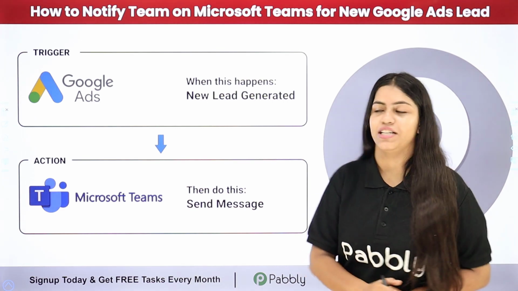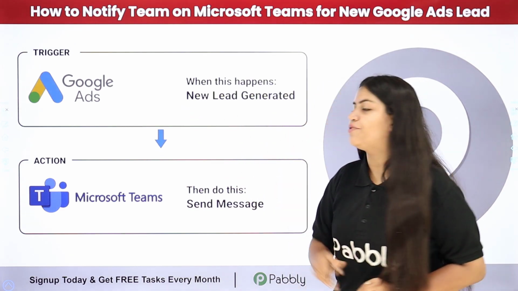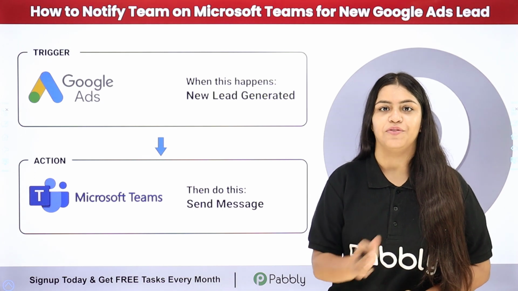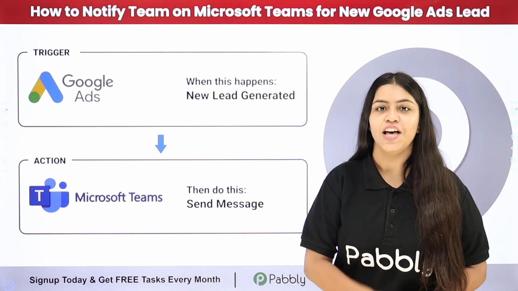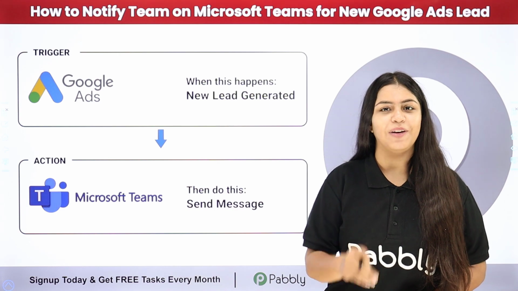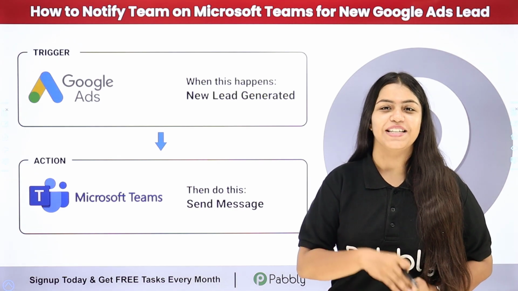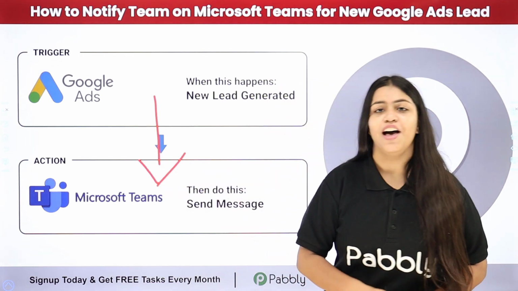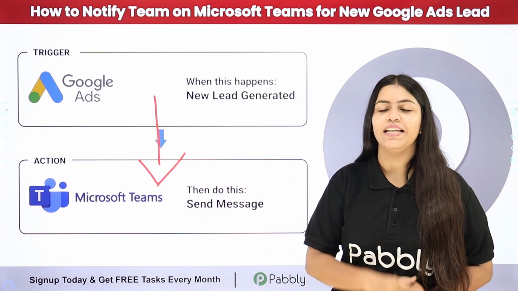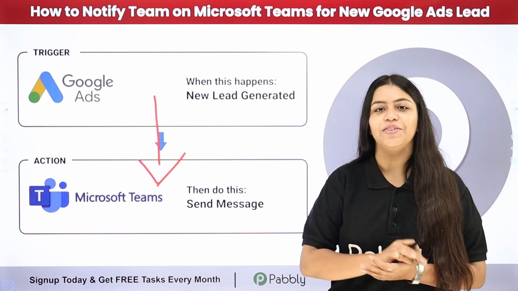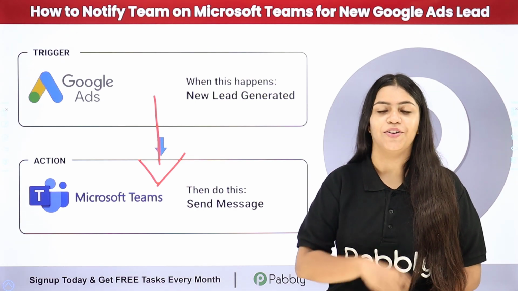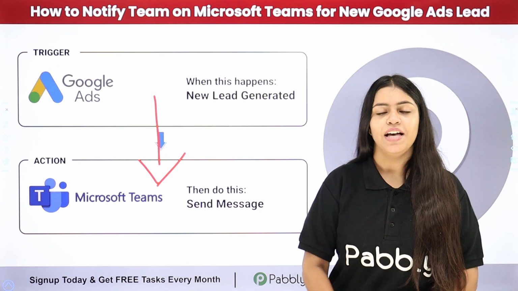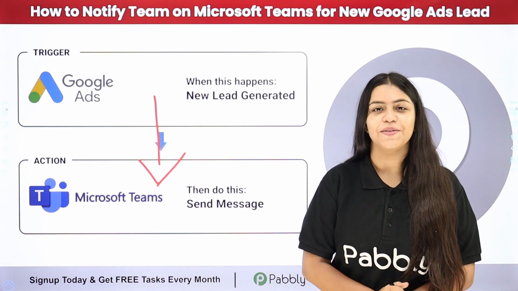So now what I want is that as soon as a new lead is generated from my Google Ads, automatically I want to notify my team on Microsoft Teams about the new lead received so that my sales team can follow up quickly and efficiently. So to do this, we are going to create a connection between Google Ads and Microsoft Teams. To create this connection without knowing any programming or coding language, we are going to use Pabbly Connect. It is an amazing automation software. So do you also wish to learn this process step by step? Then let me take you to my computer screen.